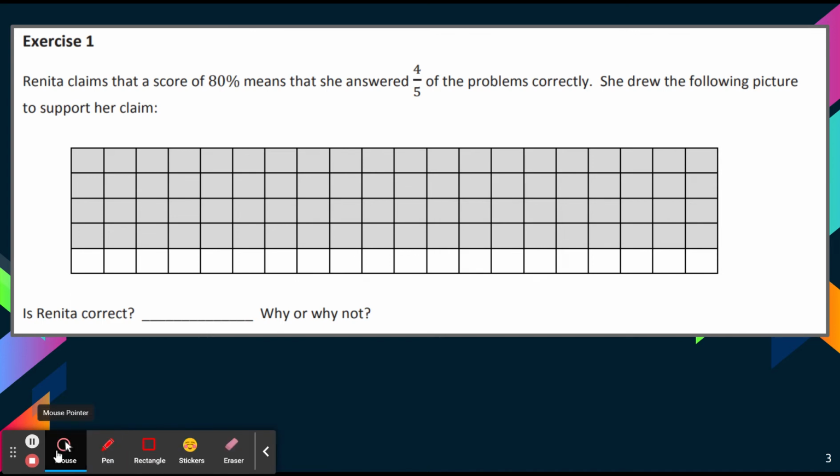All right. Let's take a look at the next section. Oh, wait, at the very bottom of your paper, it says, how could you change Renita's picture to make it easier? Cross that off. Don't worry about it. We're not going to fill in that part. Then you can switch on to exercise 2.